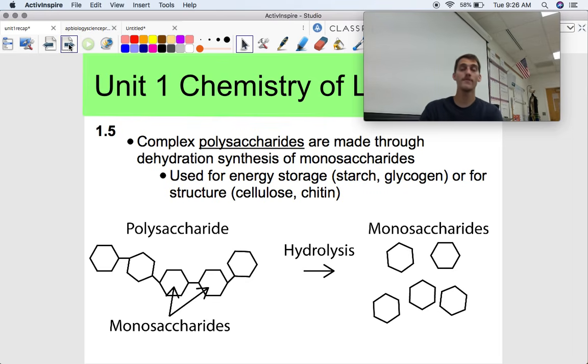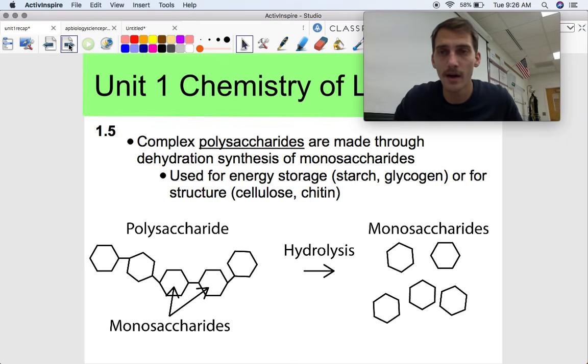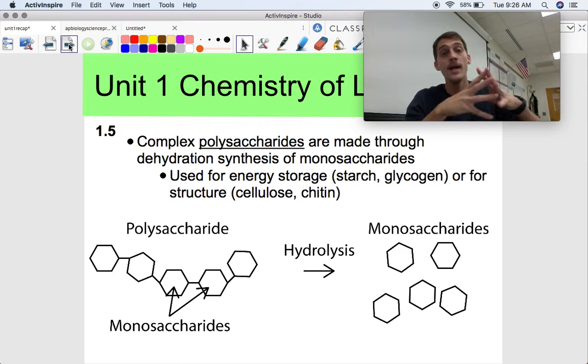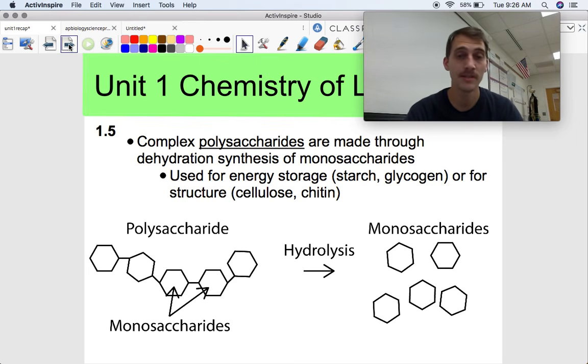Okay, let's move on to 1.5. We're almost done here, team. Complex polysaccharides. So this is the polymer of a carbohydrate. All right, we're talking about monosaccharides before. When you link them into a chain, that's called polysaccharides. They're made through dehydration synthesis of monosaccharides.